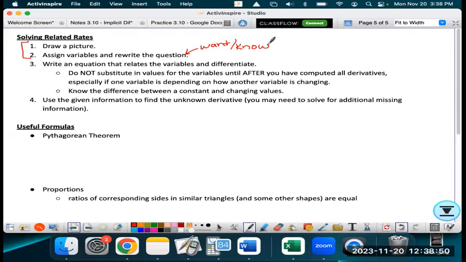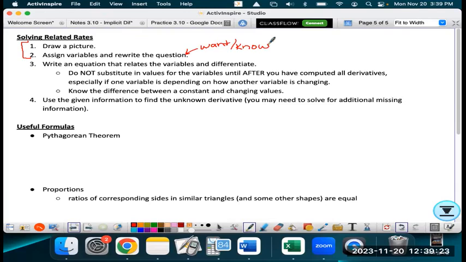Then when you are filling in numbers, you don't want to substitute in values for the variables until after you've computed all the derivatives, unless that value is staying consistent. If you have a height that is always going to be 6 or something like that, you can put that in. But if that value changes depending on the time or depending on a different situation, you don't put a number in until after you differentiate. You want to keep a variable there for now.